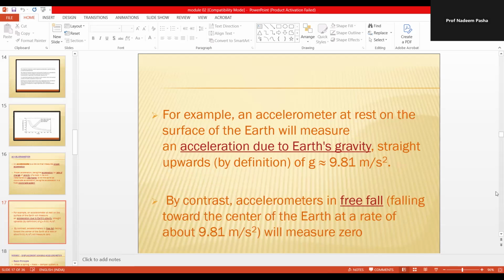So what is happening? An accelerometer at rest on the surface of the Earth will measure the acceleration due to gravity straight upward, g equal to 9.81 meters per second squared. By contrast, accelerometers in free fall towards the center of the Earth at a rate of about 9.81 meters per second squared will measure zero. So it is completely opposite.